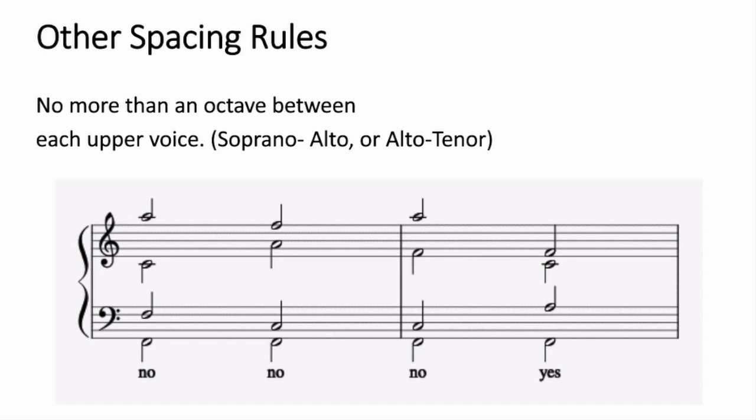In the third chord from the left, we have two problems. More than an octave between the soprano and the alto, and more than an octave again between the alto and the tenor. Again, this is not permissible in this style of part writing. The last triad is voiced correctly. We have the right amount of distance between each voice, or less than an octave.